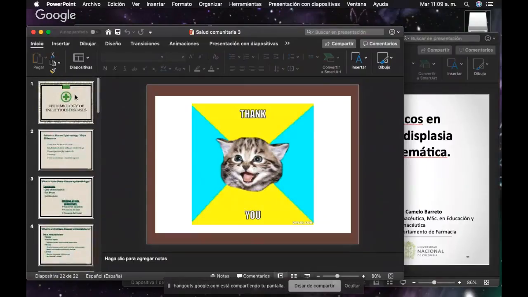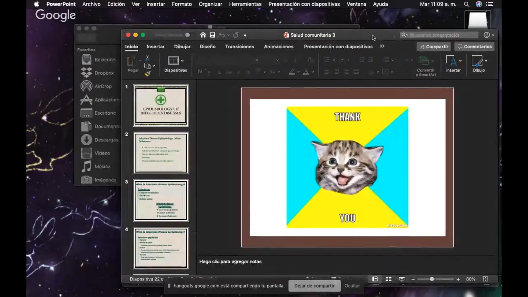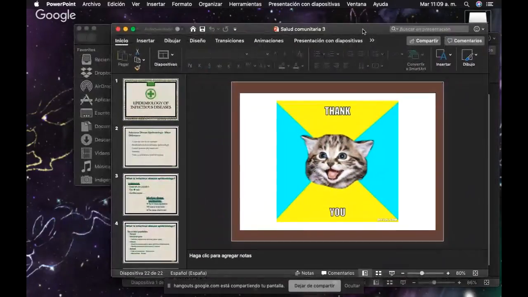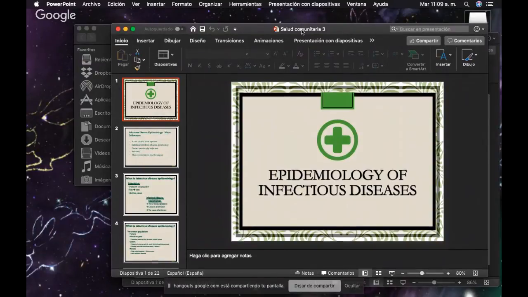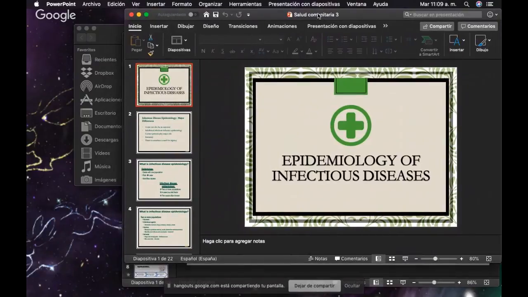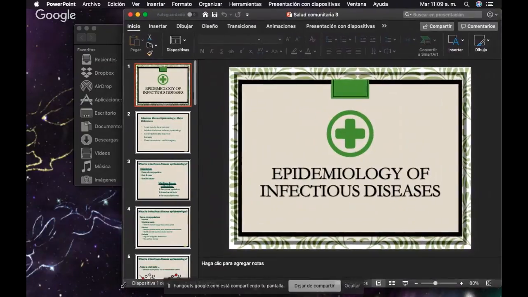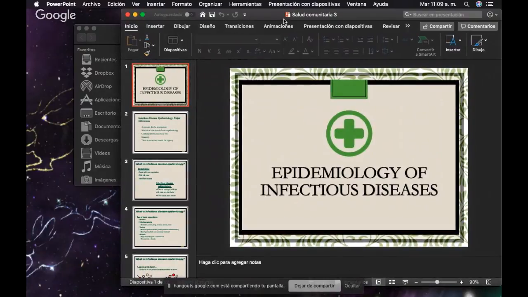It is important for you to remember that you must be aware of the chronogram, and you must submit the activities on time. Also, you need to do the evaluations in the specific time.